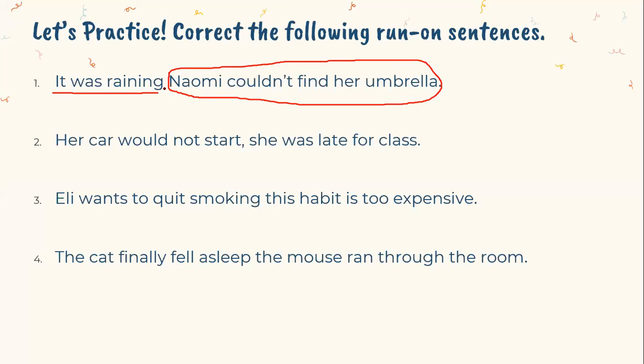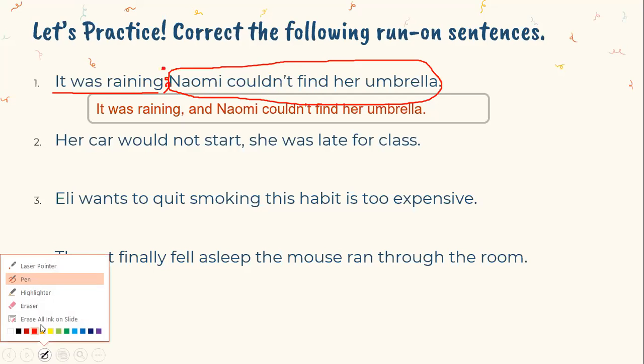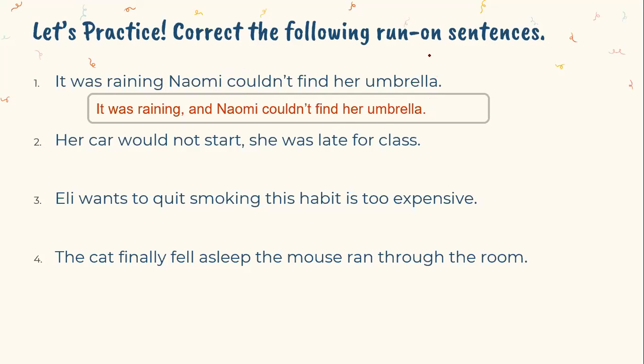Either you add a comma and a coordinating conjunction, so you can say it was raining, and Naomi couldn't find her umbrella. Or you can say it was raining, you add a period, Naomi couldn't find her umbrella. Or if you want, you can say it was raining, you put a semicolon, Naomi couldn't find her umbrella. Okay? I hope now that we have revised everything in this lecture.